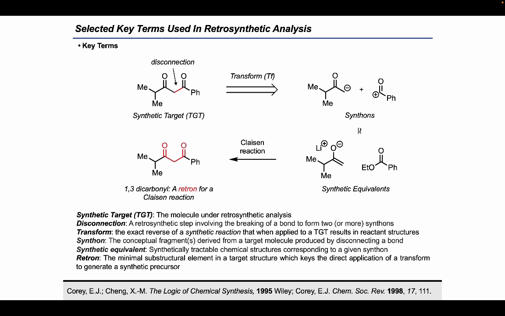Another key term is a retron, which is the minimal substructural element in a target structure which keys the direct application of a transform to generate a synthetic precursor. Chemists tend to use retron and keying element interchangeably. One can also identify partial retrons, which can be converted into a retron by application of one or more additional transforms. In this particular example, the 1,3-dicarbonyl highlighted in red is a retron for a Claisen reaction, just as a 6-membered carbocycle containing an endocyclic alkene is a retron for a Diels-Alder reaction.